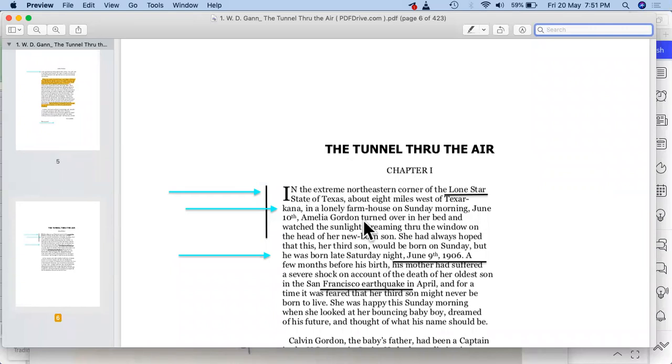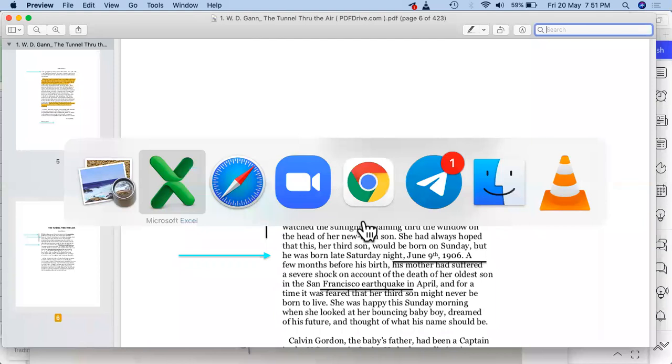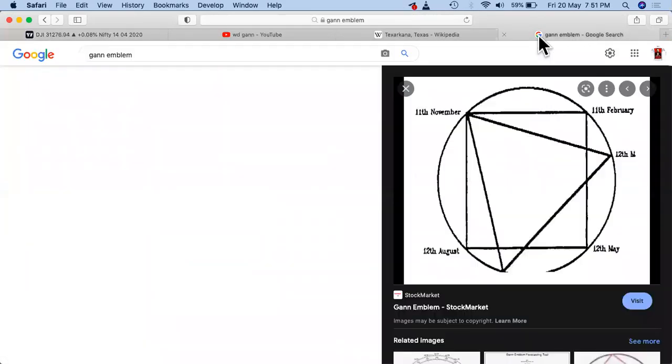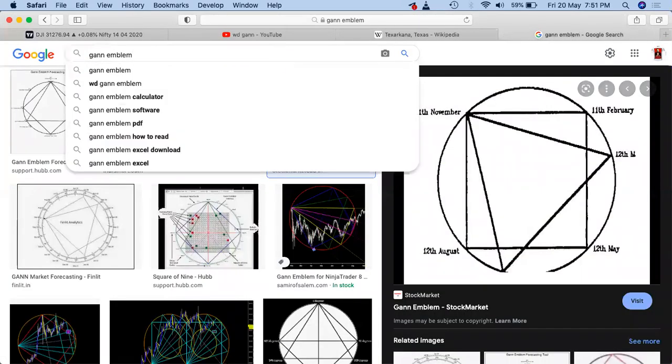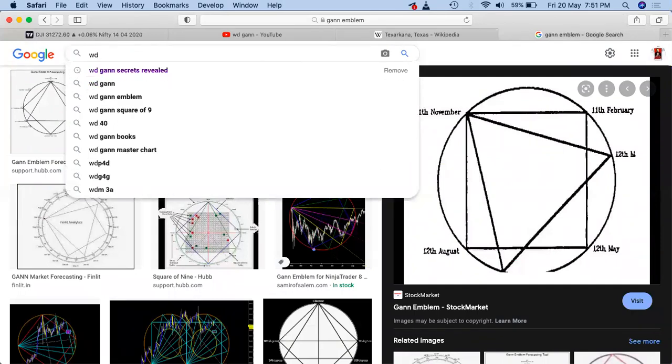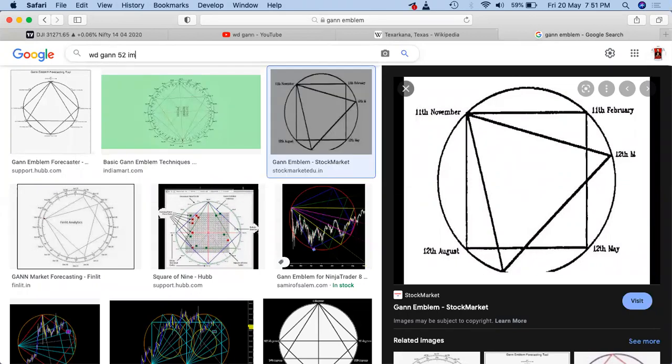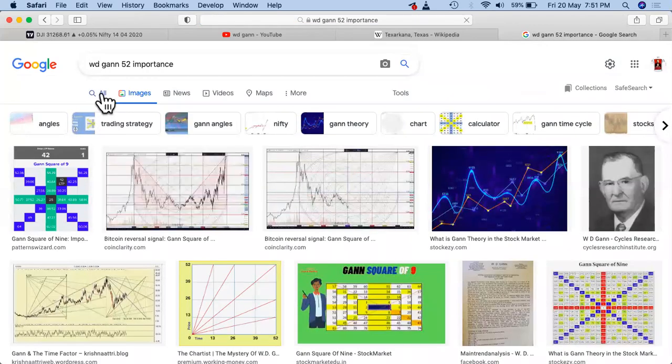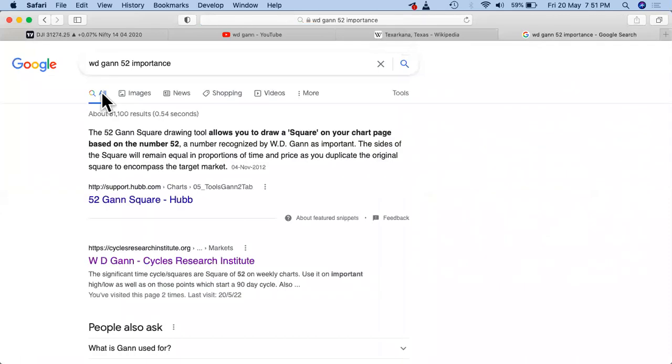So probably this is how we need to get into the details part and try to understand things which are there, right? So 52 is something that we think is important. What is important, how it is important, let's try to understand. WD Gann and 52 importance. So let's try to understand and see what are the things which are there. We see a square of 9, other things. Okay, let's try to go to the overall details.